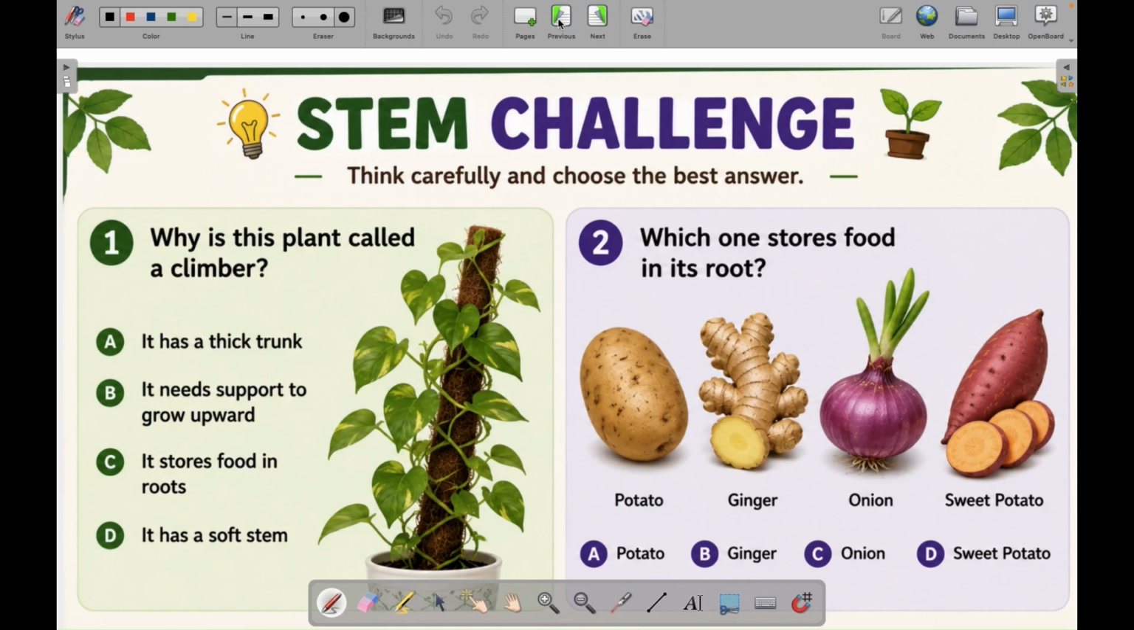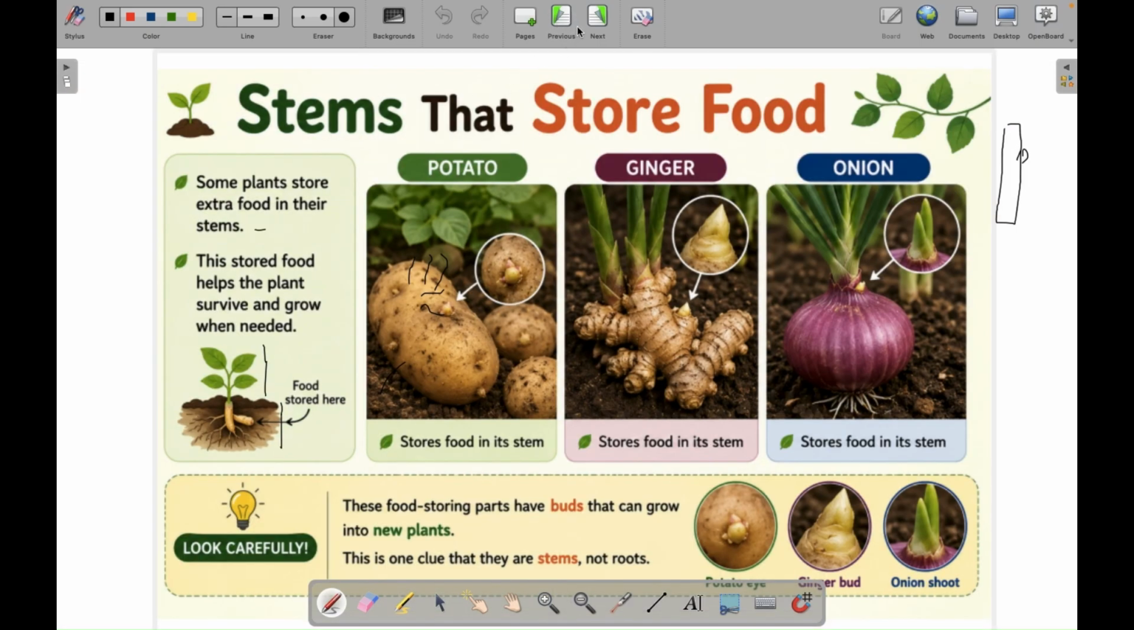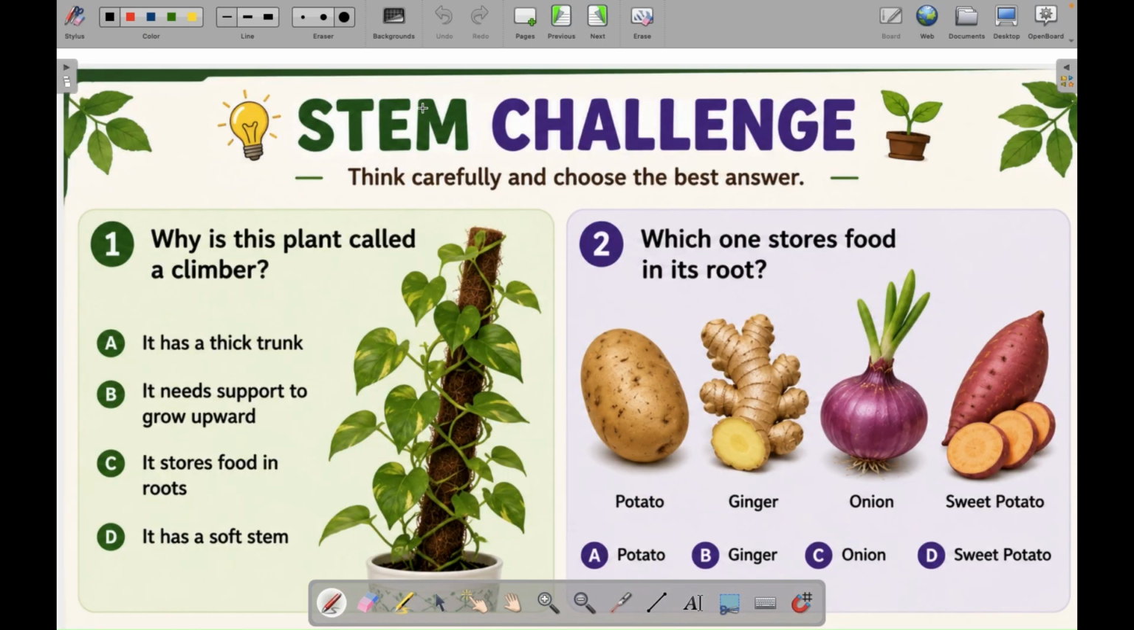So that is all that we had to discuss about stem. We'll have some questions just to check if we are able to understand whatever we discussed. So the first question, why is this plant called a climber? It has a thick trunk? No, trees have a thick trunk. It needs support to grow upward? Yeah, it does need support to grow upward. That is why it is a climber.